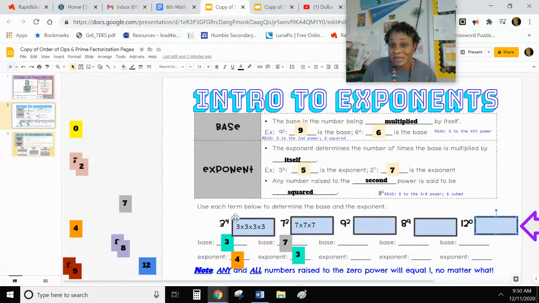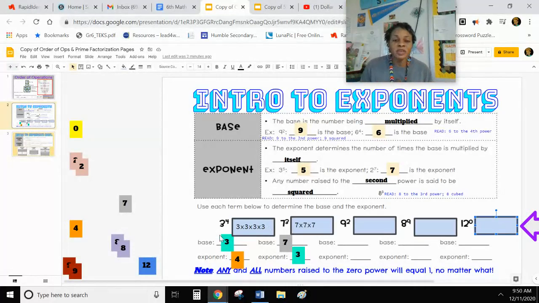The answer is not 12. 7 raised to the 3rd power is not 7 times 3. The answer is not 21. So please do not do that to yourselves, because you're going to get it wrong every time. Do not get in a crunch. Do not get nervous and do it. You're going to get it wrong.